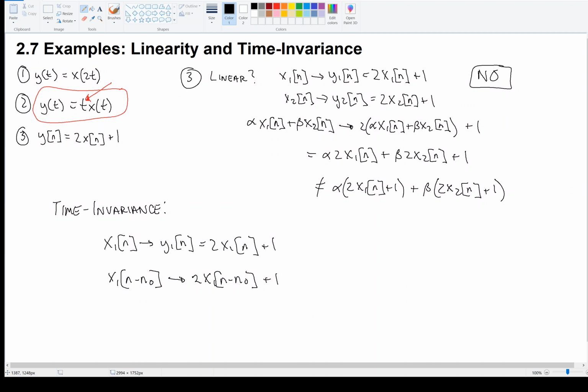So is that a delayed y1 of n? So is that y1 of n minus n0? And so we look here. If I replace n with n minus n0 in this equation, do I get this? Yes. Yes, I do. So this is time invariant. Yes.